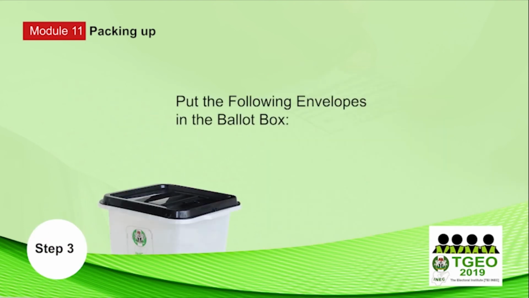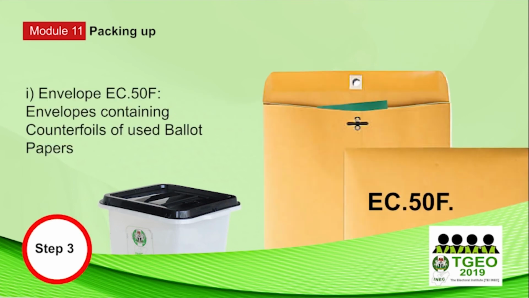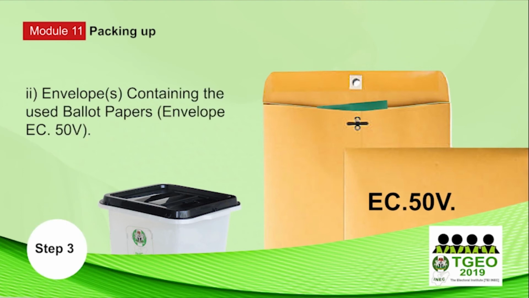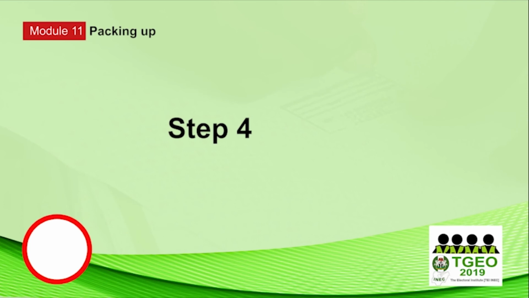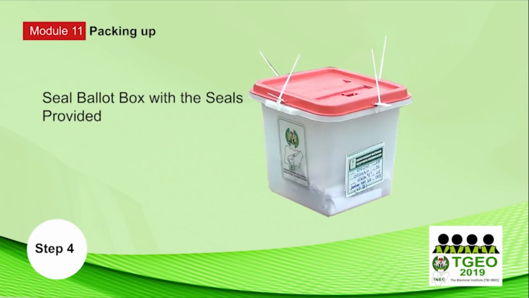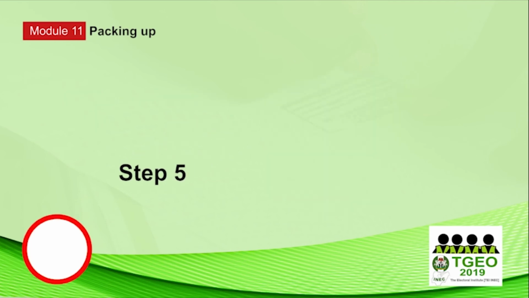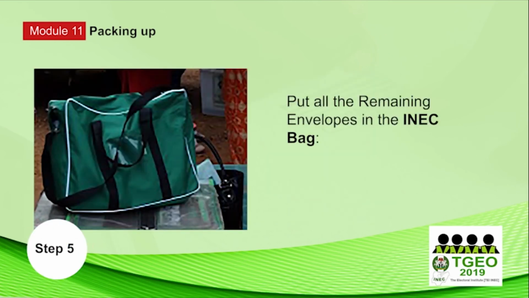Step 3. Put the following envelopes in the ballot box. 1. Envelope EC50F, containing counterfoils of used ballot papers. 2. Envelopes containing the used ballot papers, envelope EC50V. Step 4. Seal the ballot box with the seals provided. Step 5. Put all the remaining envelopes in the INEC bag.